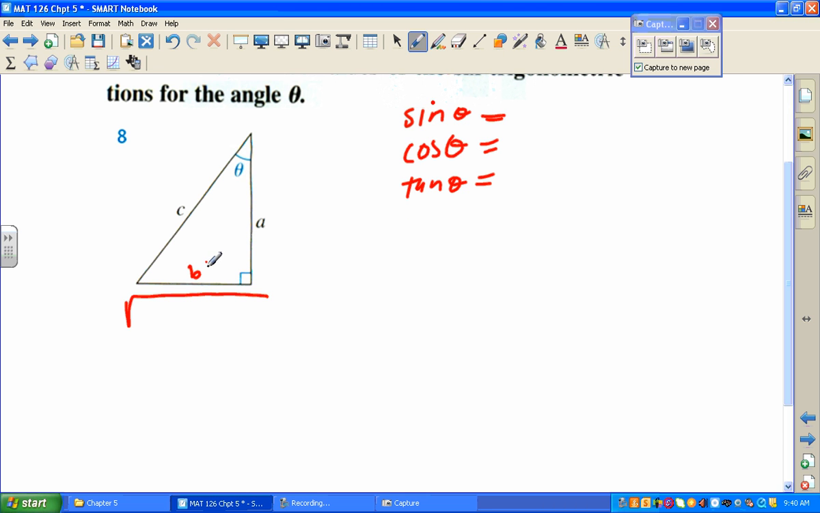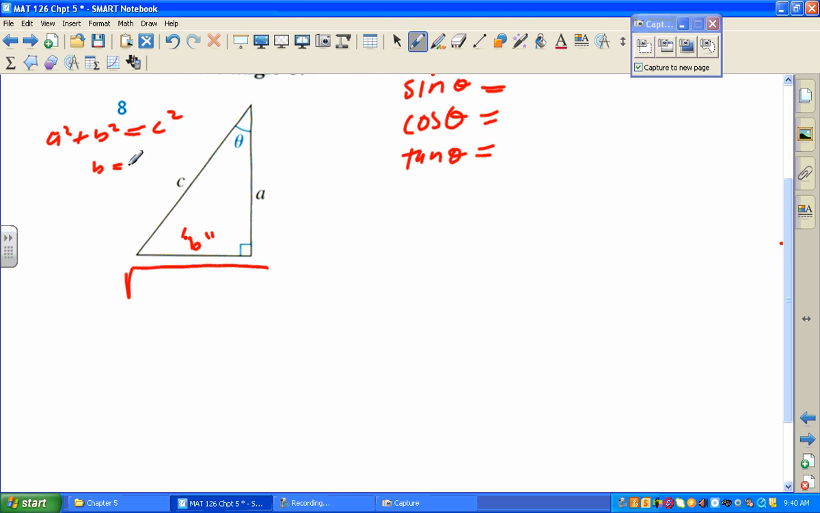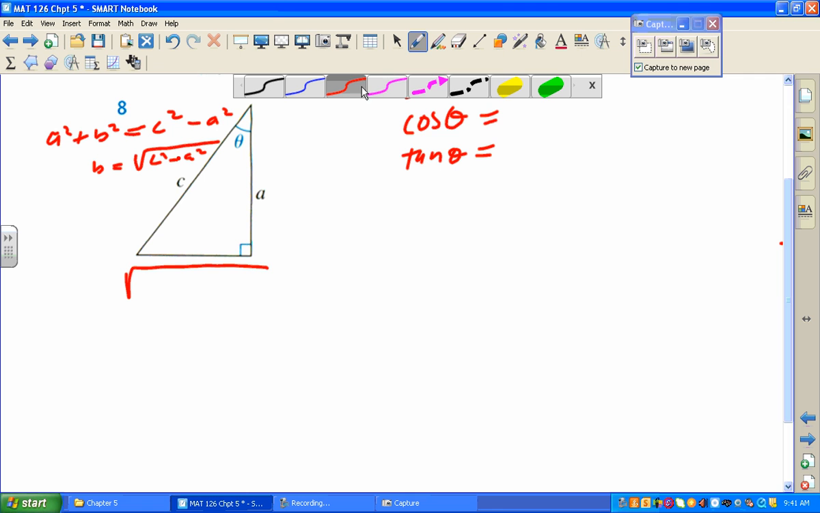Let's say in geometry it was b. You would say a squared plus b squared equals c squared, right? What does plain old-fashioned b equal by itself? What does b equal? c squared minus a squared, and not divided by, square root of c squared minus a squared. That's what this is. B, the missing side, is the square root of c squared minus a squared.